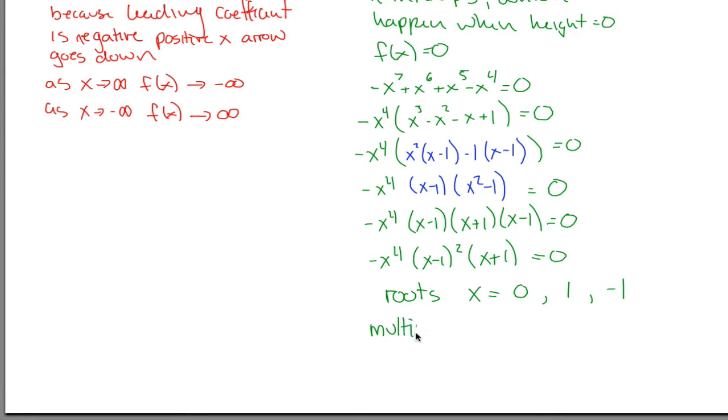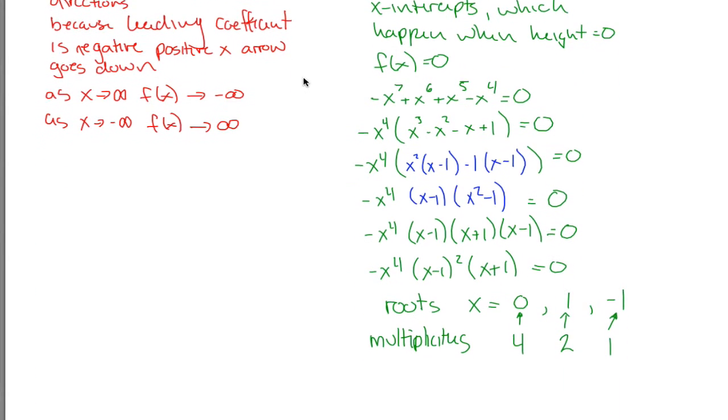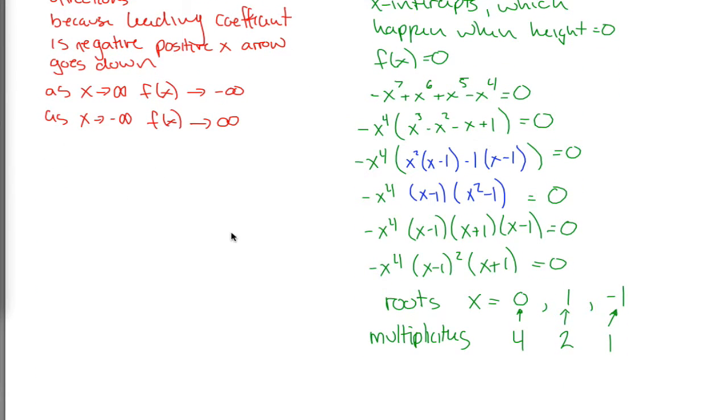And the multiplicities: the 0 happens 4 times. The positive 1 happens twice. And the negative 1 happens once. And I think that's everything we had to do algebraically. So now we're just going to try to sketch this graph. It doesn't have to be precise by any means.